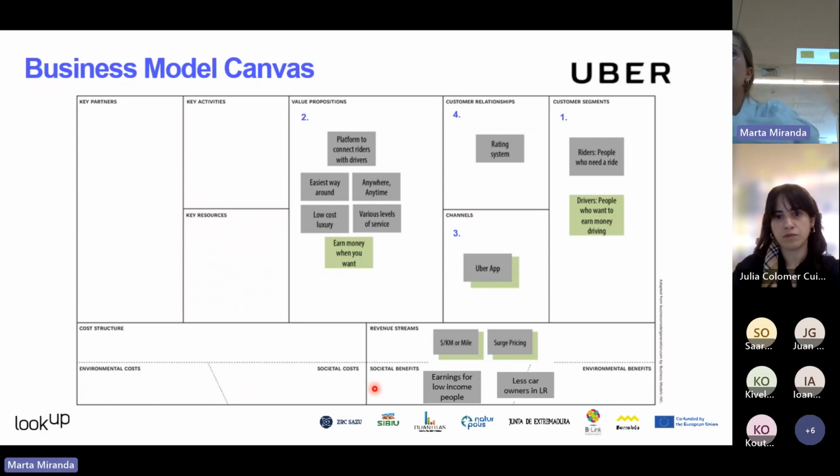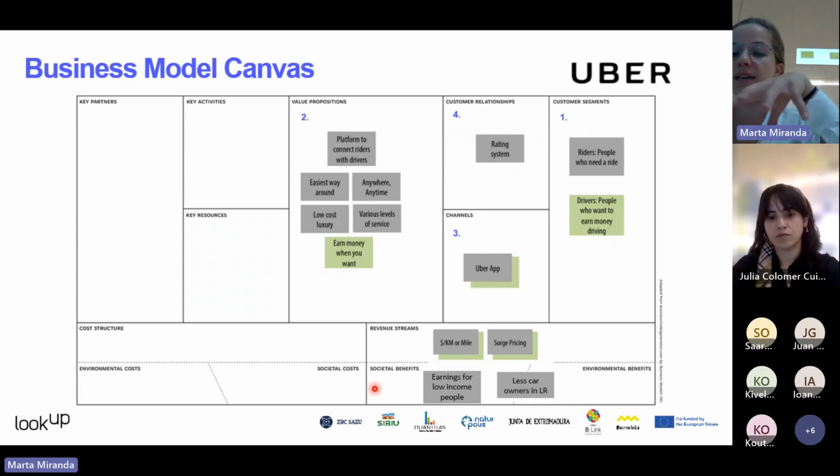We're going now to go to the left side of the business model canvas. If I'm going really fast, please just stop me. But I think it's very easy, and as you can see, it's a very simple way to see in just one page every aspect of our business model.